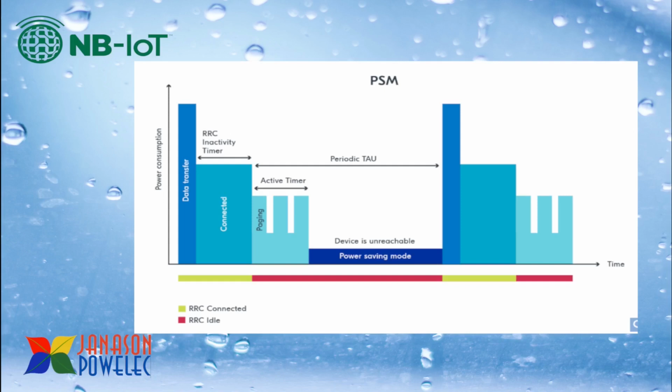The dark blue, the leftmost bar, gives the data transfer period and the next lighter blue gives the connected period. It remains connected but there is no data transfer in this area. This is known as the RRC inactivity timer. Then it goes to active time paging mode. It does three pagings and then in the dark blue region it goes to power saving mode. The height of the bar indicates the power consumed by the UE. The yellow region is RRC connected mode and the red region is idle mode.